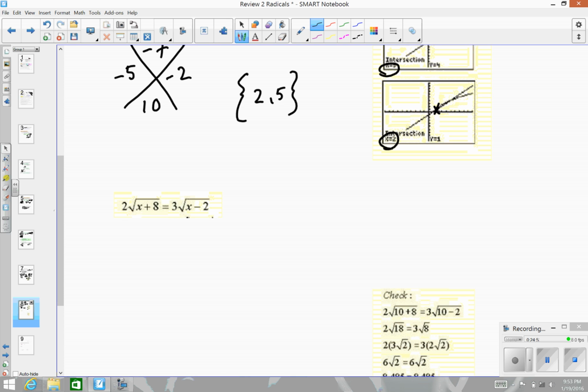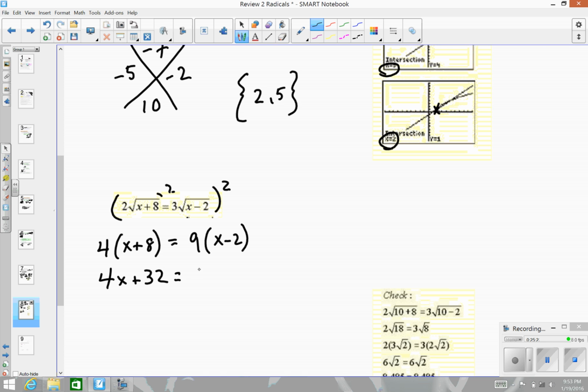Looks like I have two radicals, but they each are on their own side of my equation, so I can go ahead and just square both sides. This becomes 2 times 4, 2 gives me 4, and this is multiplied times x plus 8. That will equal 3 times 3. I think that's a 3. Yep, that is a 3. 3 times 3, or 9, times x minus 2. So I'm going to go ahead and distribute here.